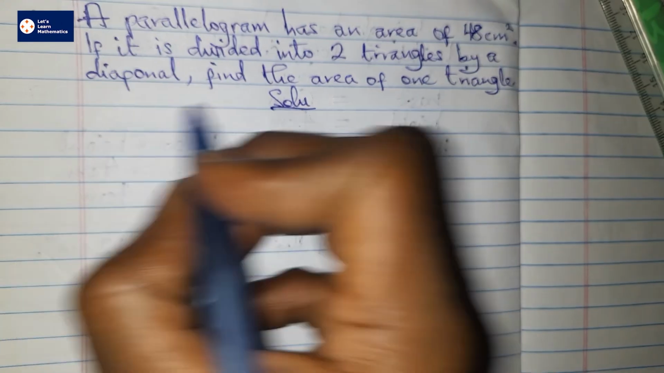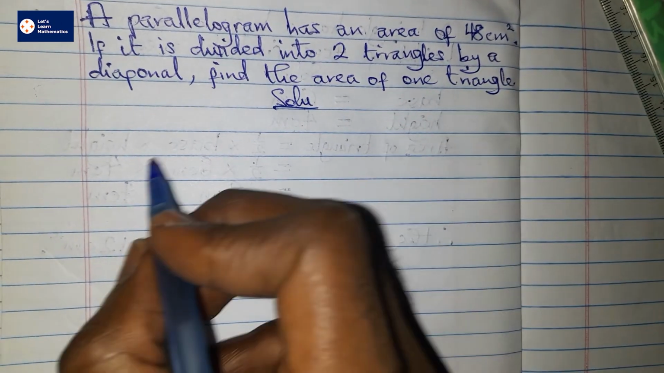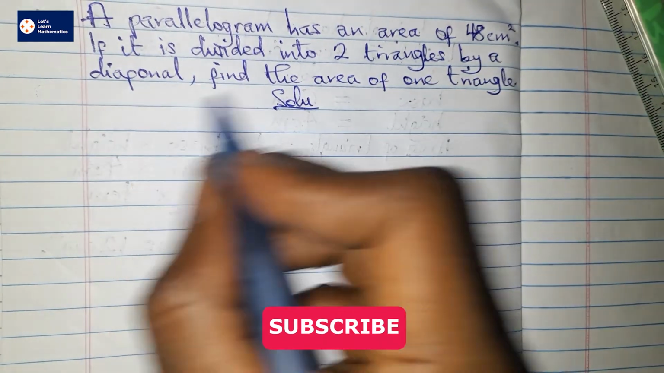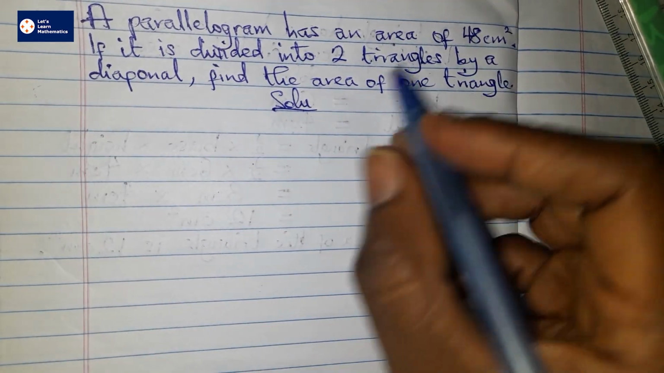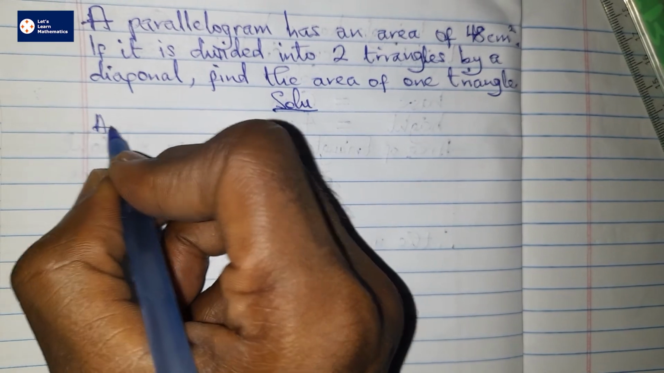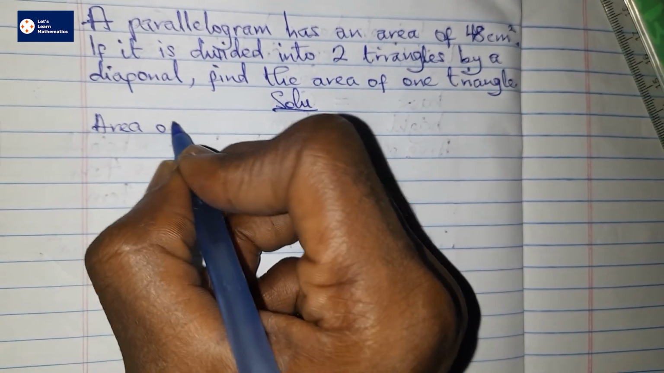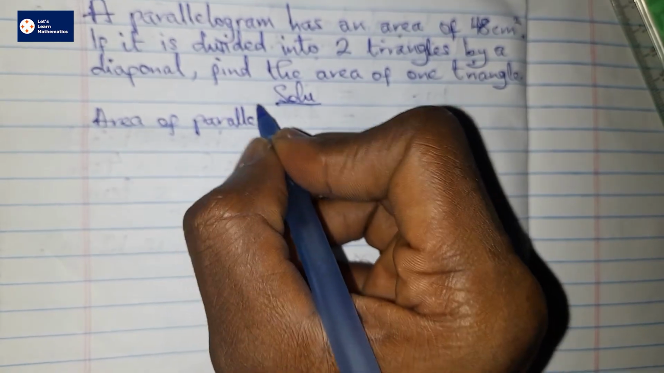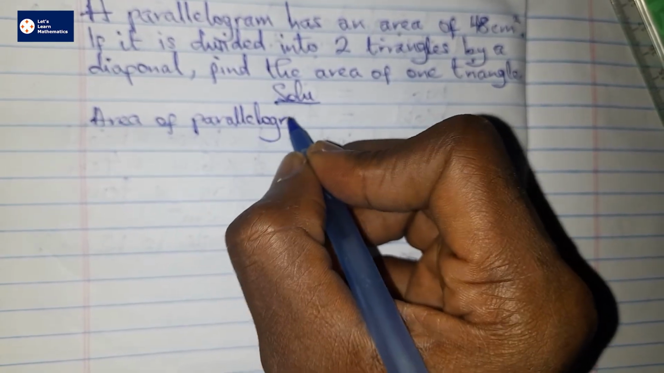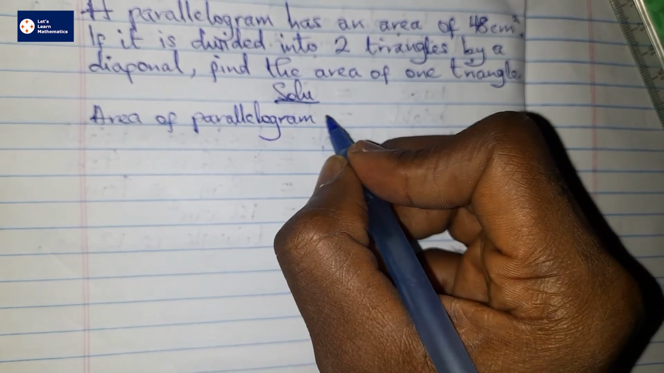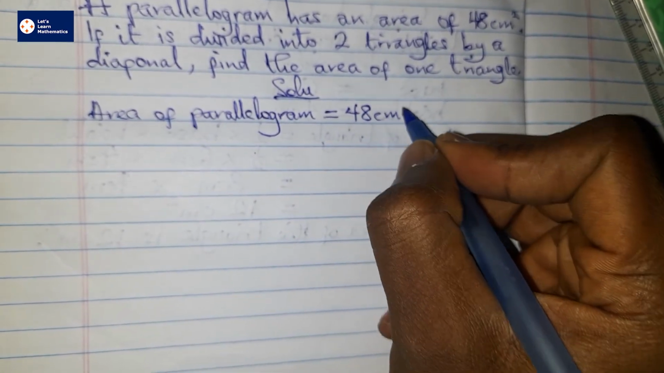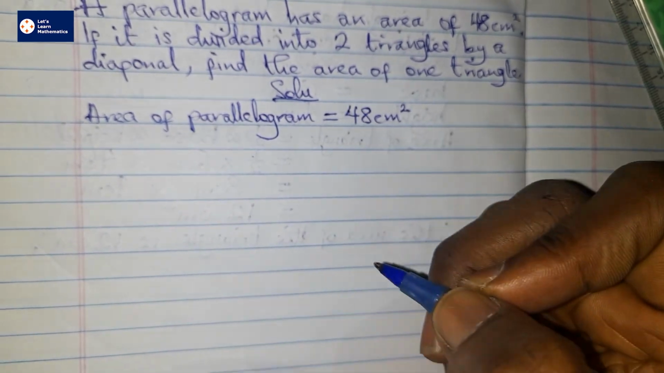So if the area of the parallelogram is 48 centimeters squared, I'll write that first. That is the data from the question. So area of parallelogram is given from the question as 48 centimeters squared.